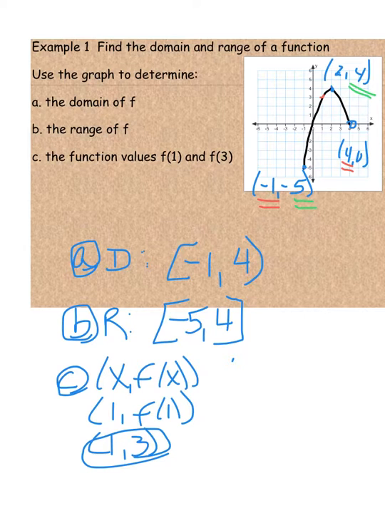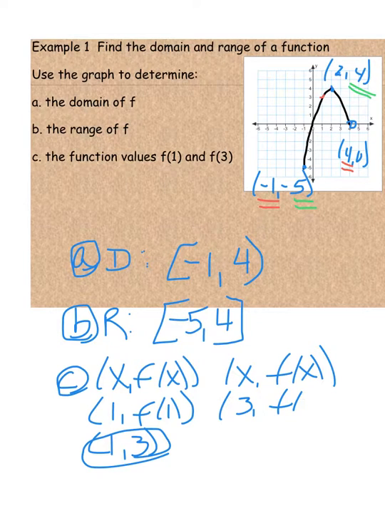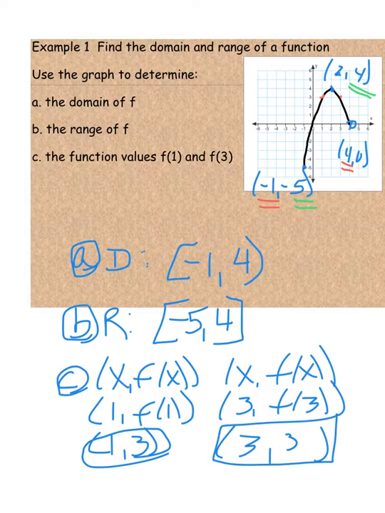For the second one, where we want f(3), we're looking at an x value of 3 on the graph. So I go to my graph, locate 3, and find the corresponding point, which is also 3. So f(3) is equal to 3.